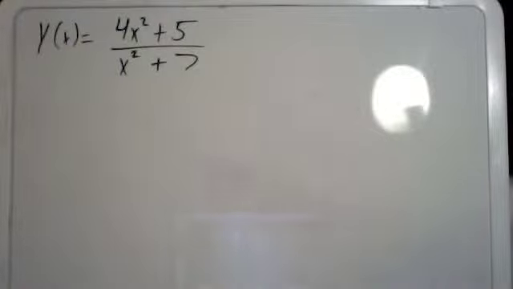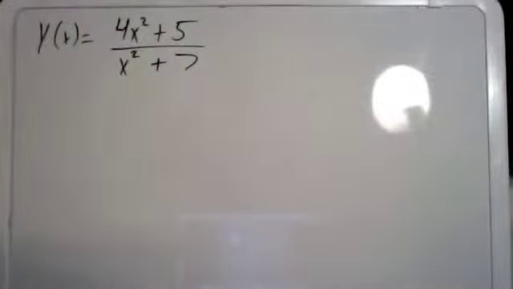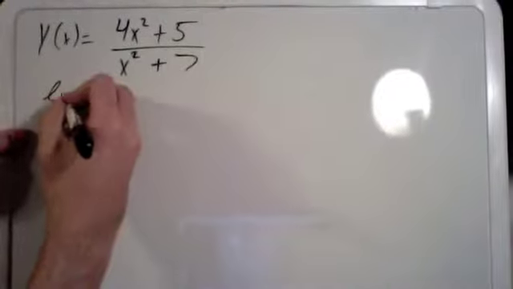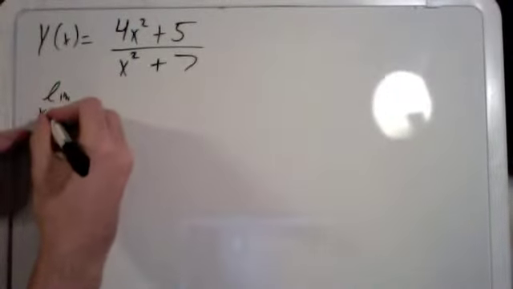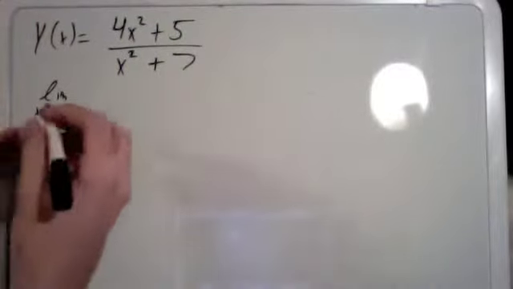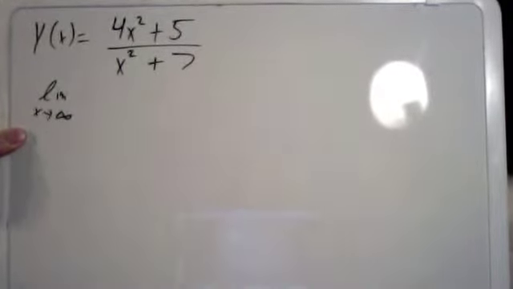Alright, so we're given this equation y of x equals (4x squared plus 5) over (x squared plus 7), and we want to find the horizontal asymptote. So to do that, we're going to take the limit as x approaches, and we could choose positive infinity or negative infinity here. I'm going to choose positive infinity because I don't like to deal with negative numbers when I don't have to.